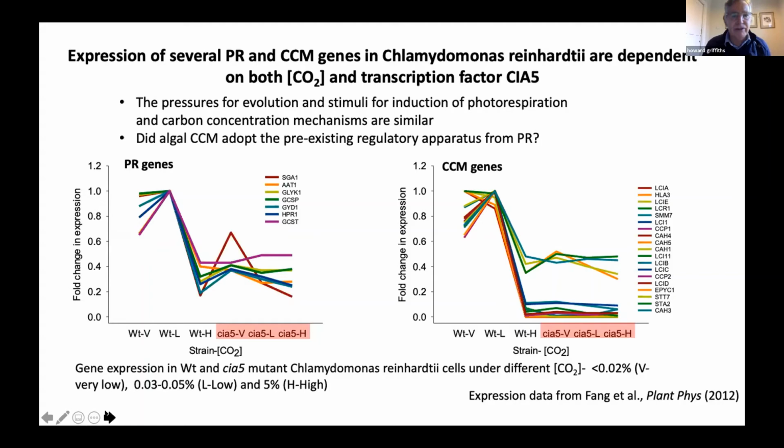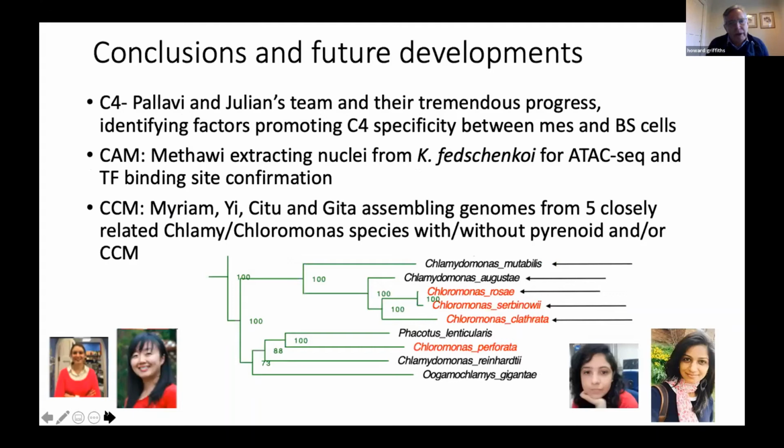So just to wrap up, we think there are exciting future developments. We're being associated with Pallavi and Julian's team and the progress in identifying the cell specific factors in specificity between mesophyll and bundle sheath cells. The opportunity that we've got now to explore the distinct regulation of various CAM genes is being followed up by nuclei and ATAC sequencing. We've also done sequencing of five closely related species to Chlamydomonas, with or without various components of the carbon concentrating mechanism.